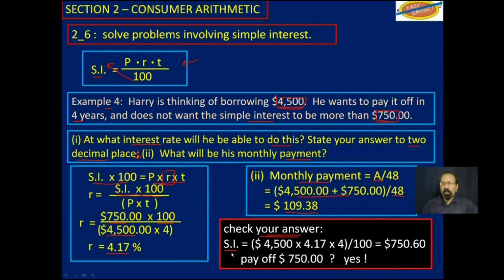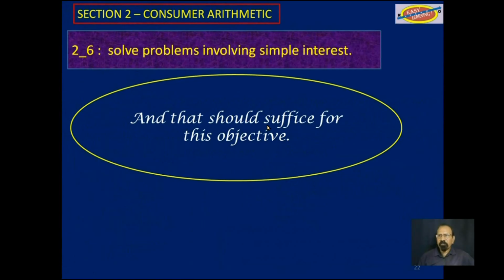Now we can check our answer again. Let us say we didn't know the simple interest. We know the principal, we know the rate, we know the time. We calculate the simple interest and we get $750.60, which is very close to the $750 that Harry was thinking of paying as interest. And that should suffice for this objective. It's fairly simple.